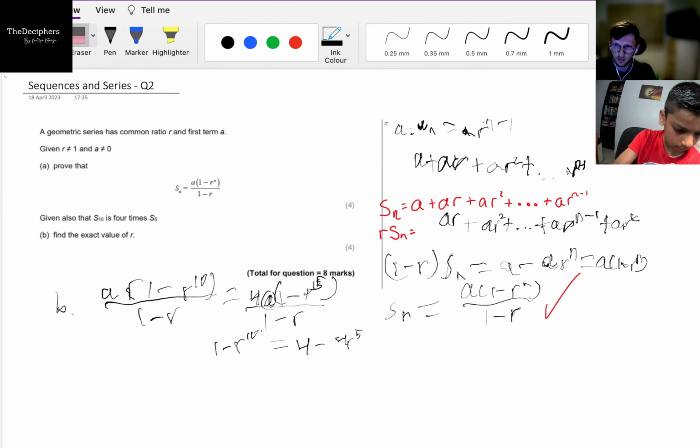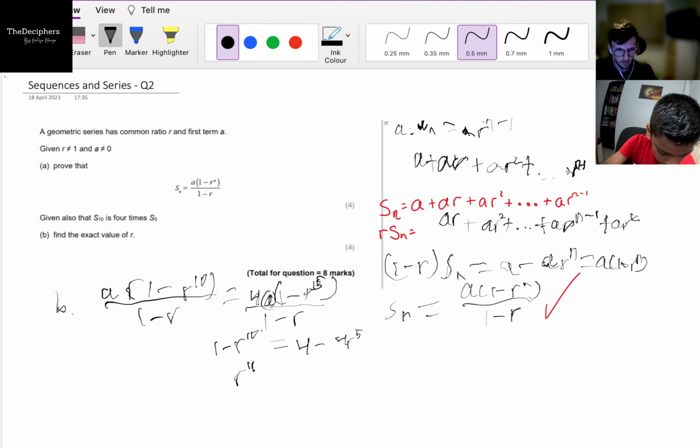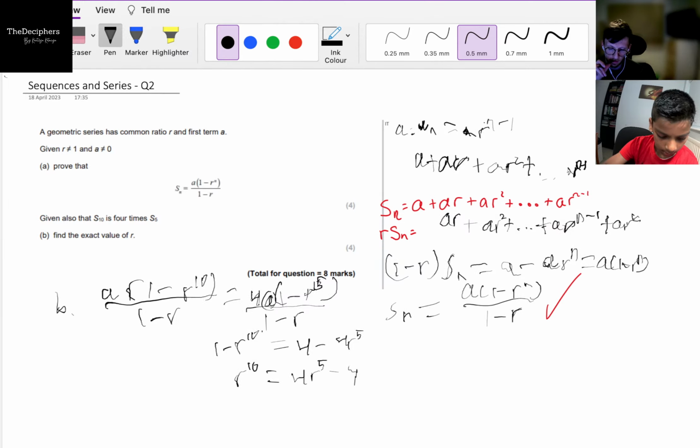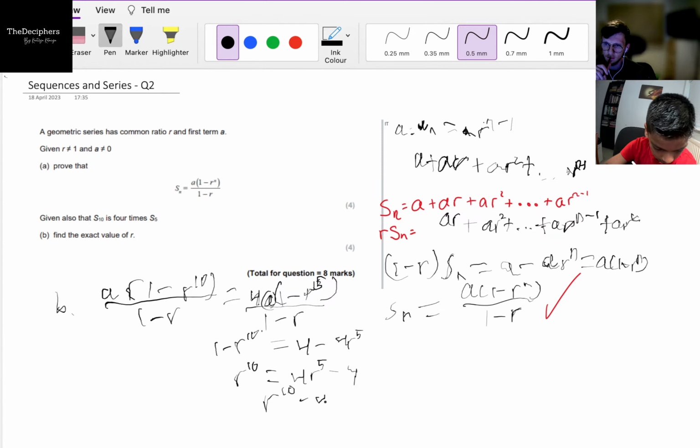Then you just have to find the value of r. Then r to the power of 10 is 4 r to the power of 5 minus 4. And then r to the power of 10 minus 4 r to the power of 5 is 4.